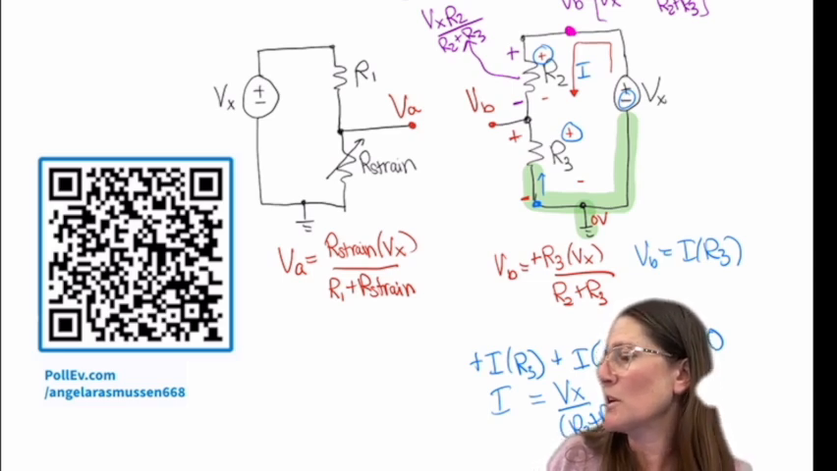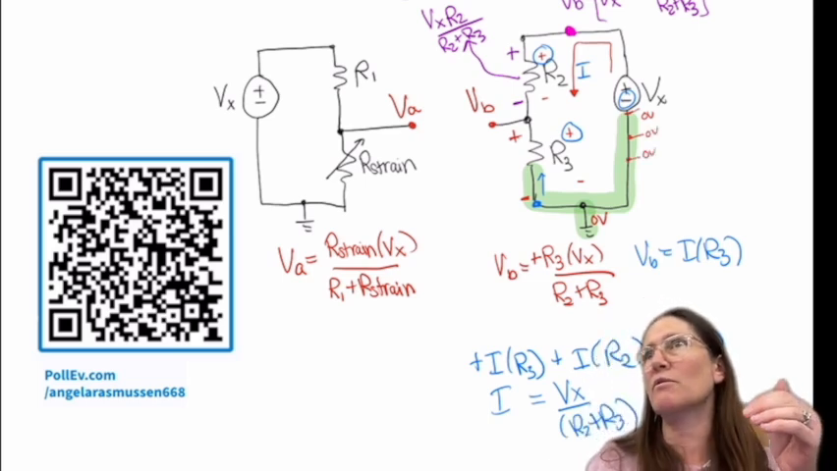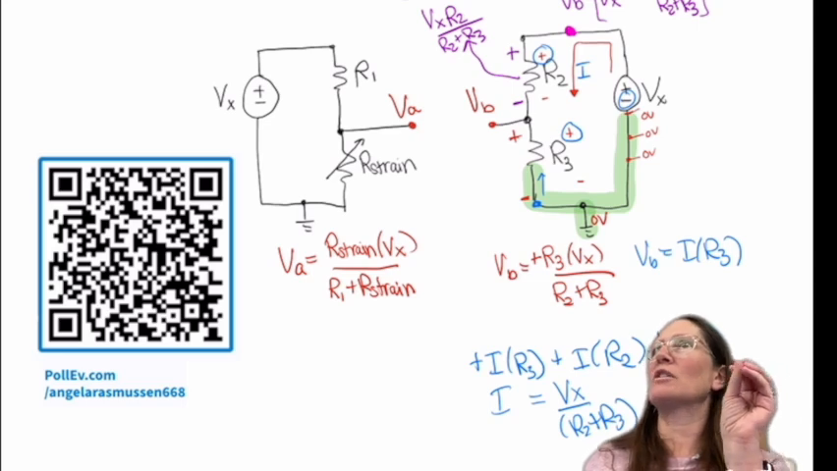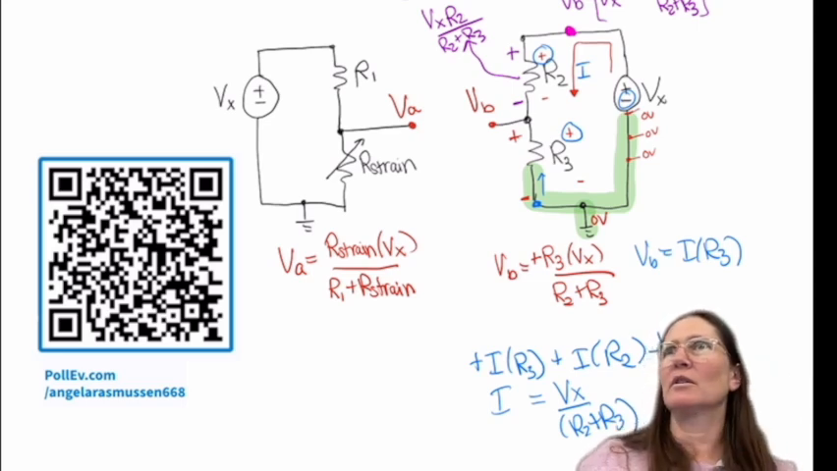So here would be 0 volts right at this location. If I did here, it would be 0 volts. Here it would be 0 volts. Anywhere along there is going to be 0 volts. So what I highlighted was a pathway, not a node on this one.